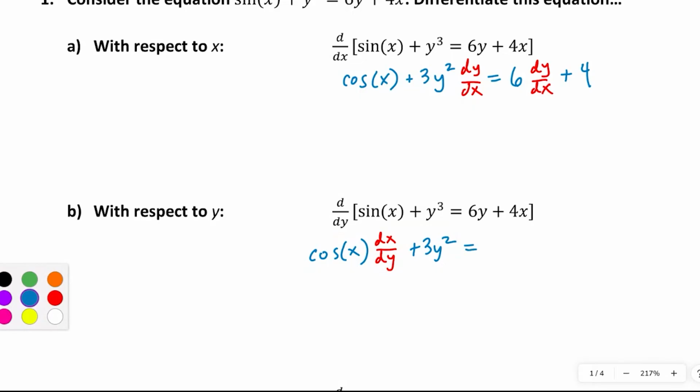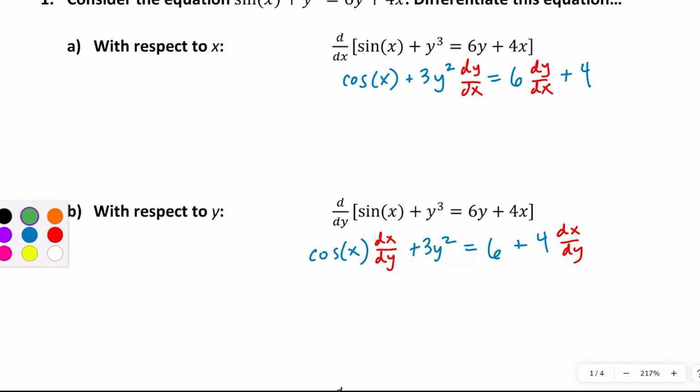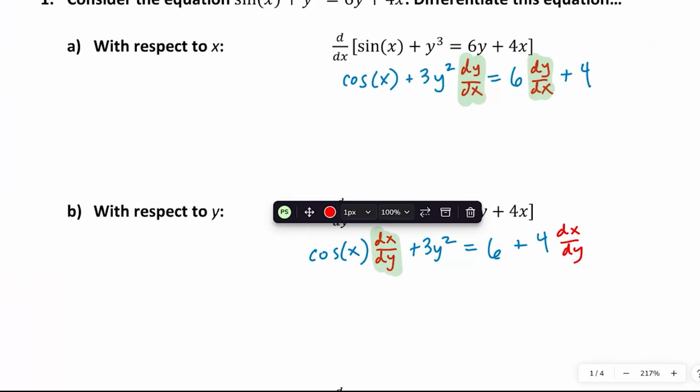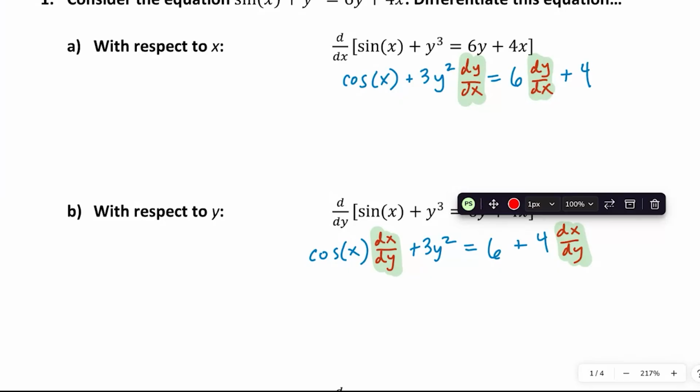All right, so the derivative of 6y with respect to y will just be 6. And the derivative of 4x with respect to y is going to be 4 dx dy. Now, in part A, this extra differential that we have, like dy dx, represents the change in y in terms of the change in x. But down here, this is the change in x in terms of the change in y. A little different there.